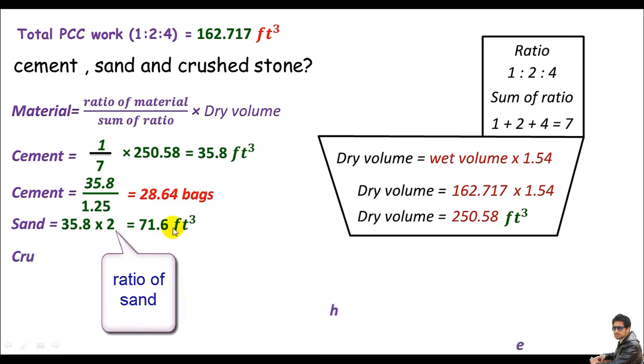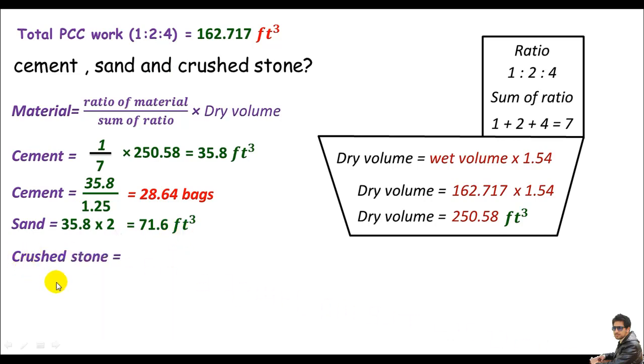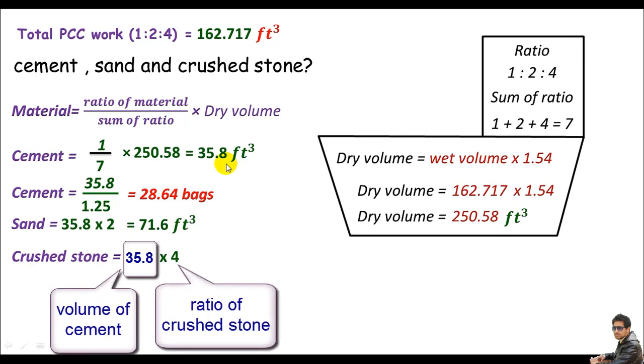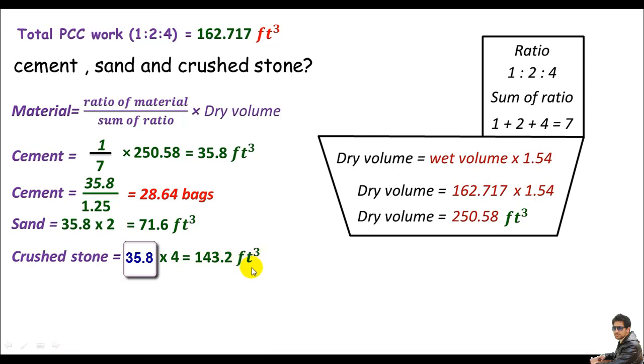Alright, so the next step is just to calculate the crush stone, also known as coarse aggregate, right? Just look at the ratio. The 4 just represents the ratio of crush stone, which is of course 4 times the cement. So I'll multiply the cement quantity with 4, right? I can get the crush stone quantity, which is 143.2 cubic feet.